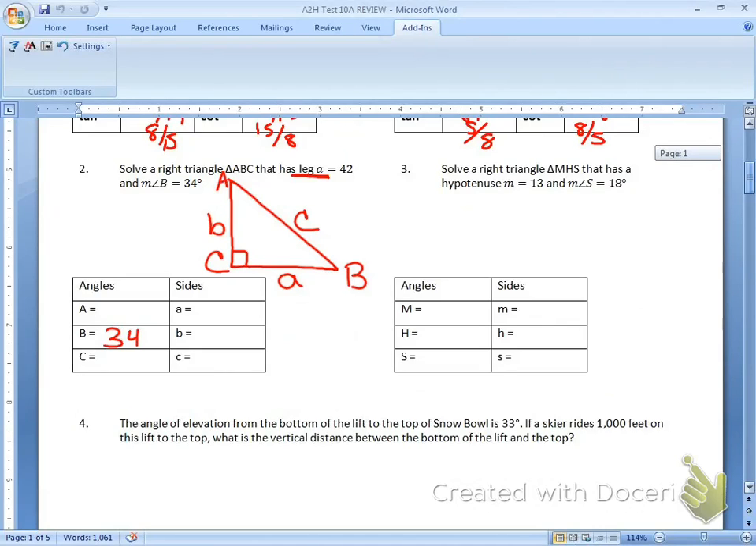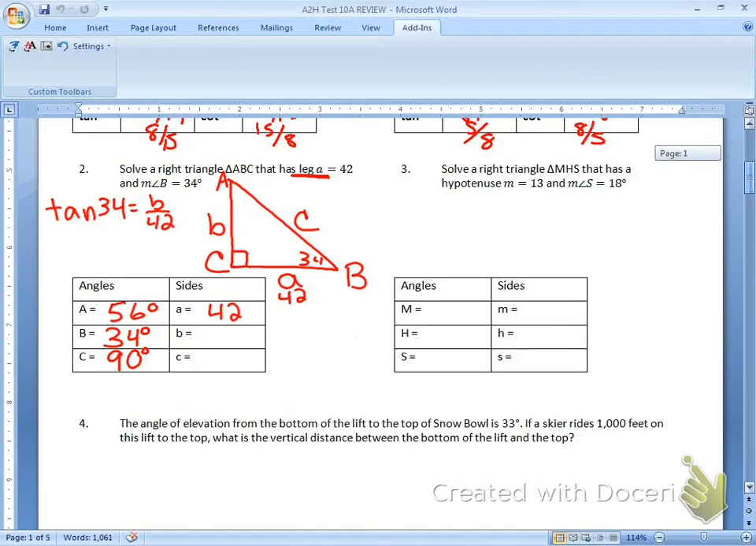So now we just fill in all the other information. We know that C is 90 degrees, which means that A has to be 56 degrees because they all have to add up to 180. We're also told that little a is 42. And then we're going to set up some trig functions to find b and c. To find b, we're going to do the tangent of 34 degrees is going to be b over 42.